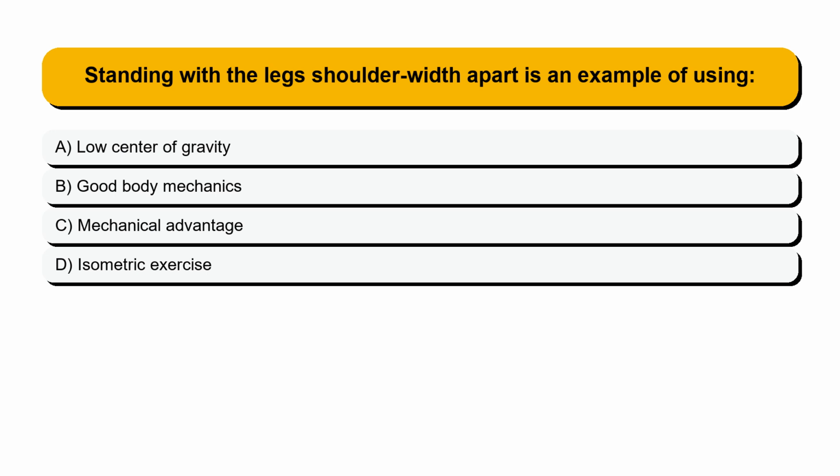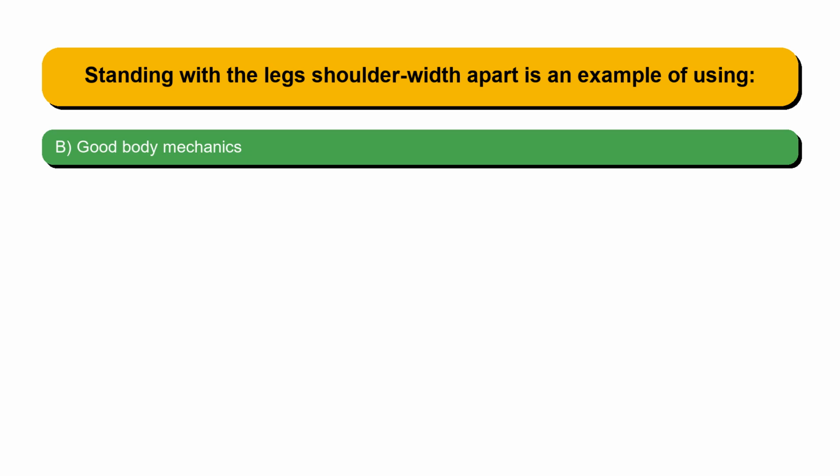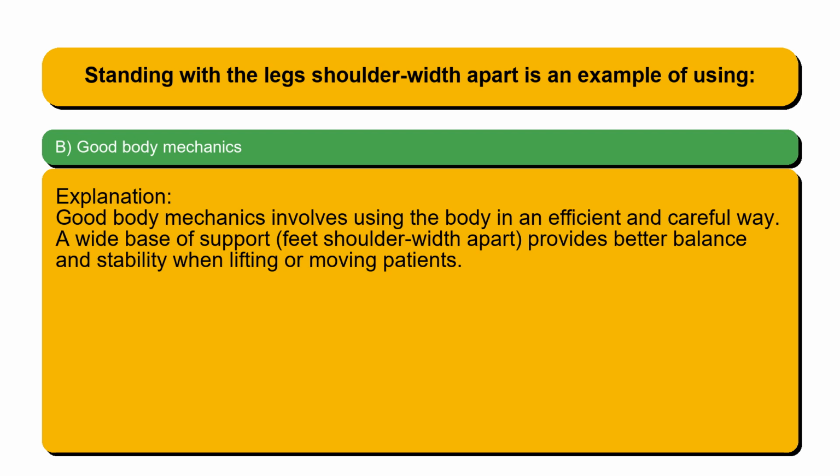Question 14. Standing with the legs shoulder-width apart is an example of using option A, low center of gravity. Option B, good body mechanics. Option C, mechanical advantage. Option D, isometric exercise. The correct answer is option B, good body mechanics. Good body mechanics involves using the body in an efficient and careful way. A wide base of support, feet shoulder-width apart, provides better balance and stability when lifting or moving patients.